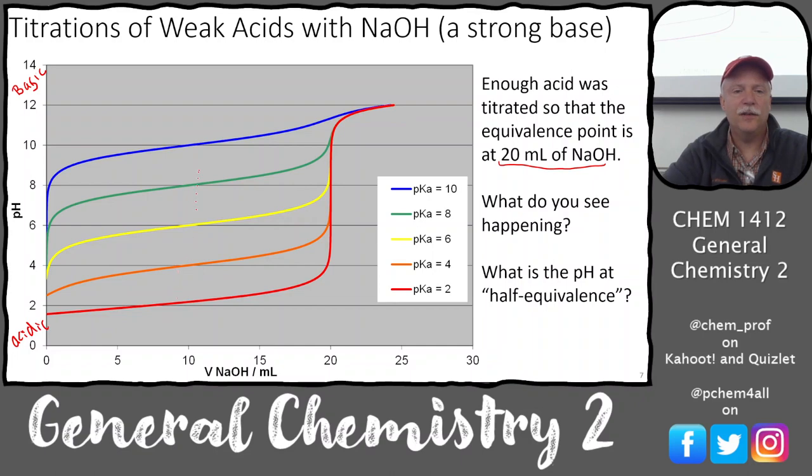And so here are different acids with different pKa values, so different strengths of acid. This red one is an acid with a pKa of 2. Here's one with 4, 6, 8, 10. What do you see happening with these? Describe what you see with these various pKa values. Converging how?